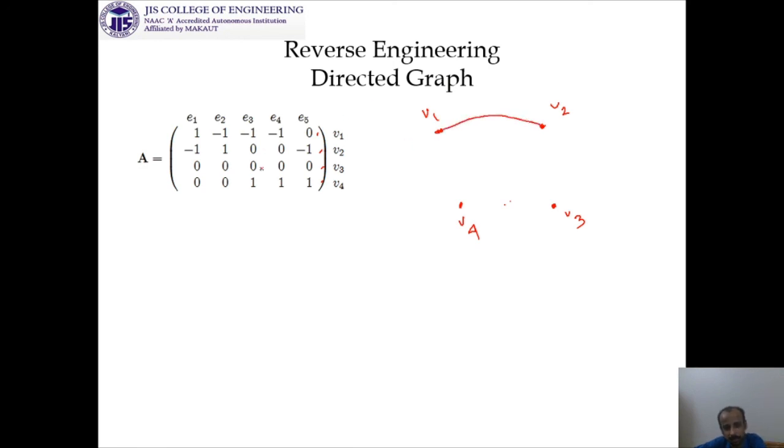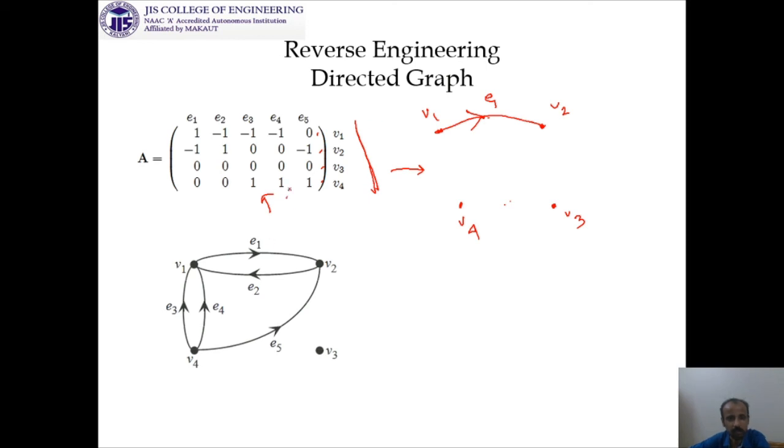But as it is a directed graph, from this representation, because -1 and 1 both are there, this 1 actually indicates that it is outwards direction from V1. So it will be E1, and this -1 indicates it is inward direction for V2, and it is already established. If this step is clear, then the remaining entries will be very easily represented in this particular graph generation.